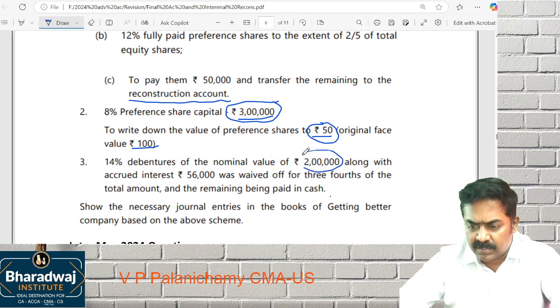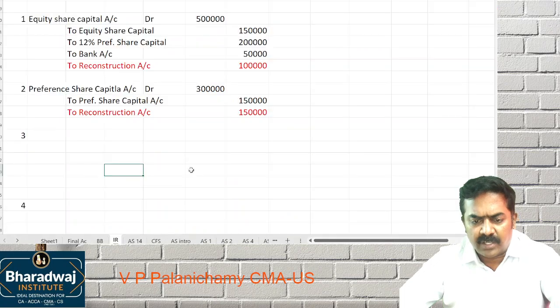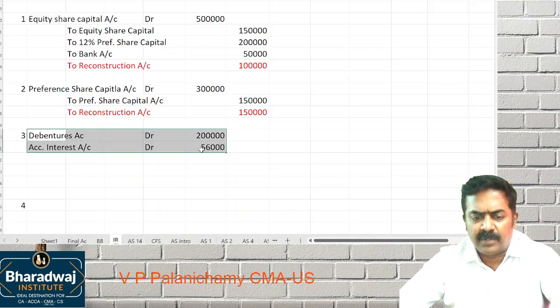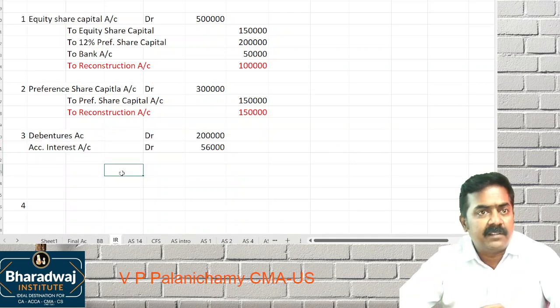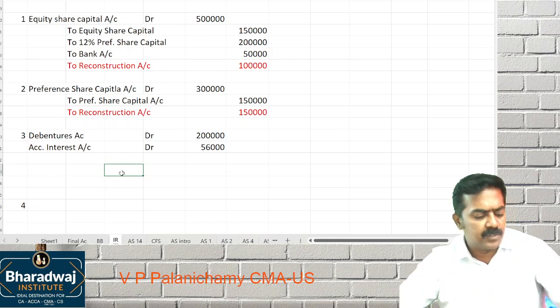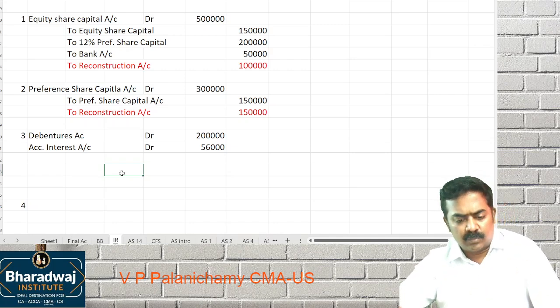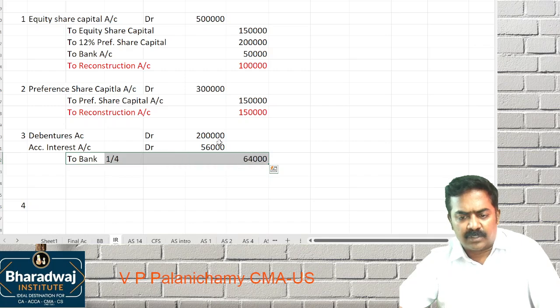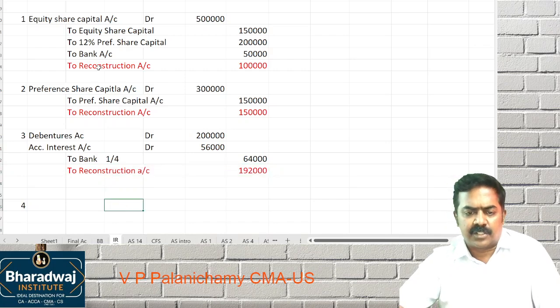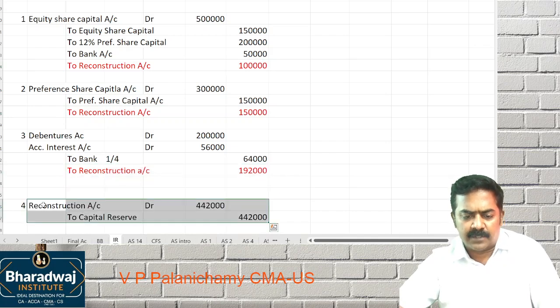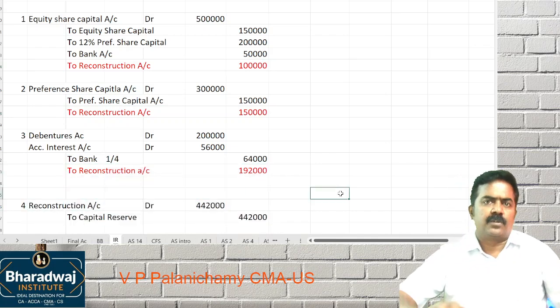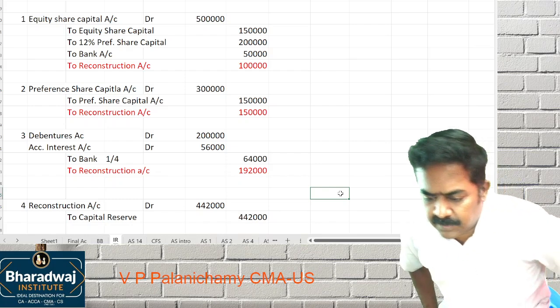Debentures 2 lakhs plus accrued interest, how much? 56,000. So totally we have to pay 2,56,000. Debit the liability, debenture and accrued interest. Wait, listen to it. How much is waived? 3/4 is waived. So how much do we have to pay? 1/4 we have to pay. So 1/4 of the total amount, 64,000, pay. Balance will go to which account? Reconstruction account. Since no other adjustments are given, all these amounts will be transferred to capital reserve. All these amounts add up and transfer to which account? Capital reserve account.